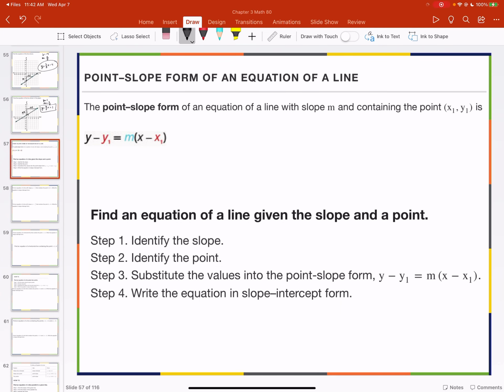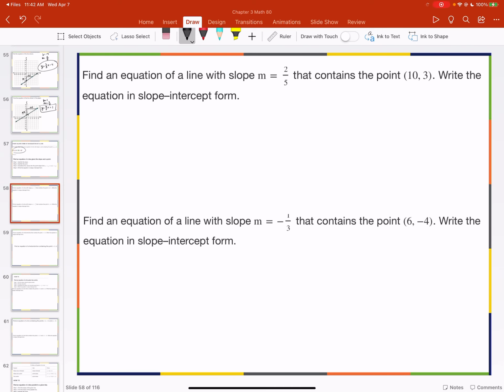Now let's introduce this point slope form of an equation of a line because we don't always have the graph. And sometimes they're not going to give you the y-intercept, but they're just going to give you an arbitrary point that's on the line and the slope. You can use this formula to find the equation of a line given the slope and a point. Okay, so best thing to do is just let's start doing some.